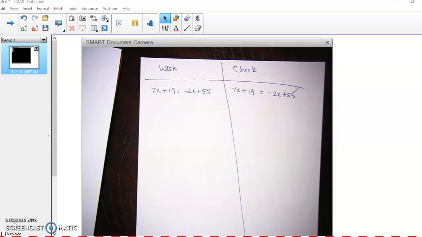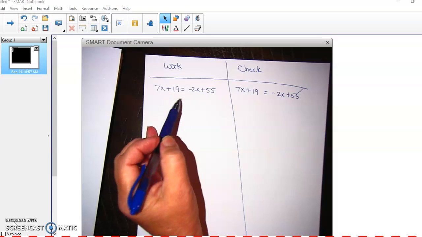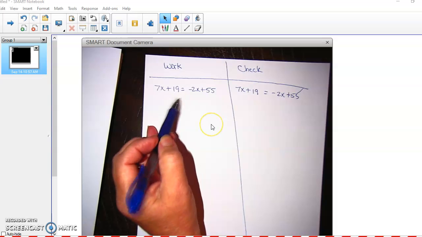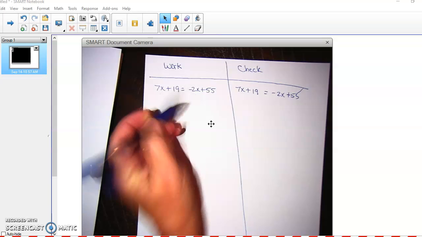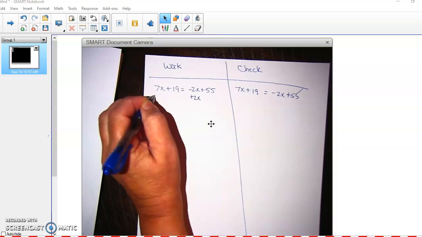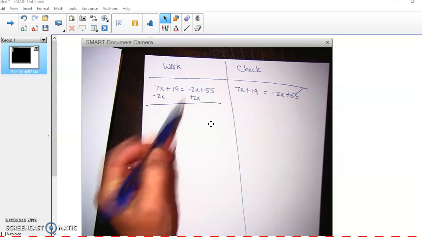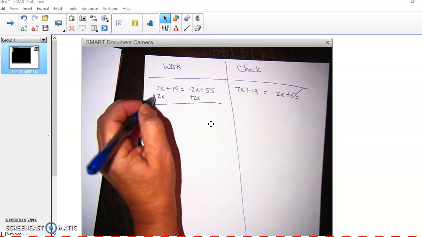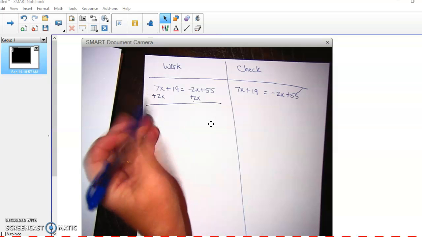Okay, so now we're going to solve it without the tiles. So remember, we want to get our x's on the same side of the equation. So I can either move this 7 or this negative 2. I'm going to move the negative 2. It doesn't matter which one I move, but I don't like to deal with negative variables if I can help it. So I'm going to add 2. I almost made a mistake, huh? I'm going to add 2x on this side, so whatever I do to one side, I do to the other.